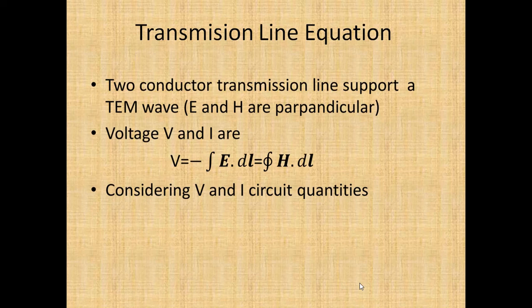Now while deriving the equation, the equations can be solved in two ways. One is using E and H: using Maxwell's equations and boundary conditions, the equation can be solved. The other way is to use the circuit quantities V and I, and then the transmission line equation is solved. Here the method used is circuit theory: the equations are written as differential equations and solved.